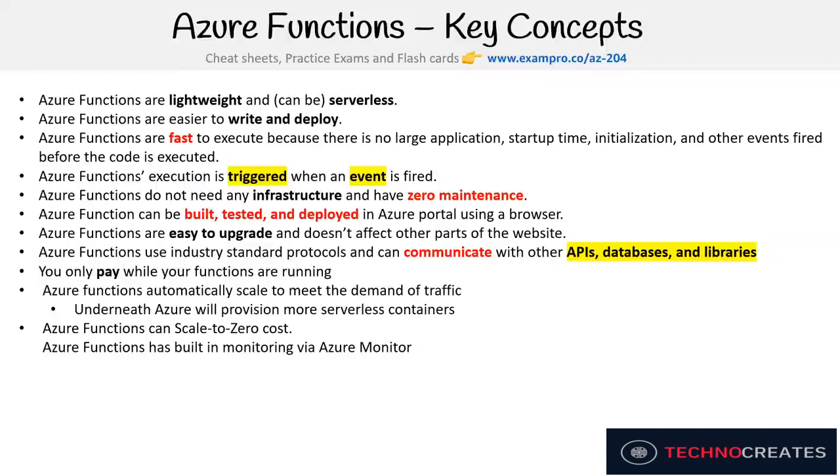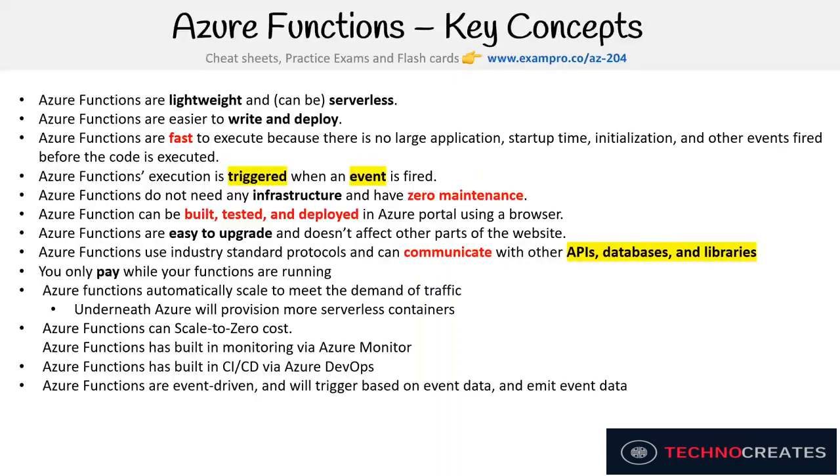Azure Function has built-in monitoring via Azure Monitor, which it absolutely does, and it can integrate or has built-in CI/CD via Azure DevOps, which is very nice. Azure Functions are event-driven and will be triggered based on event data and emit event data. Absolutely, and if they didn't, then it wouldn't be function as a service. But there you go.